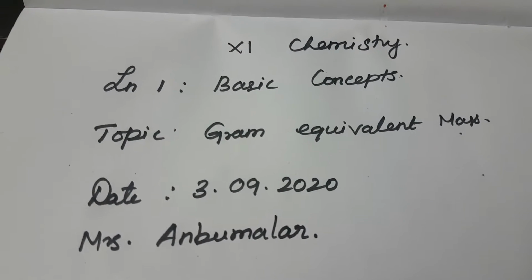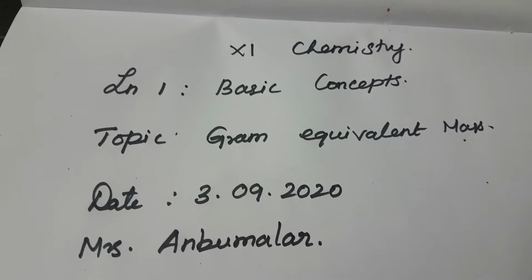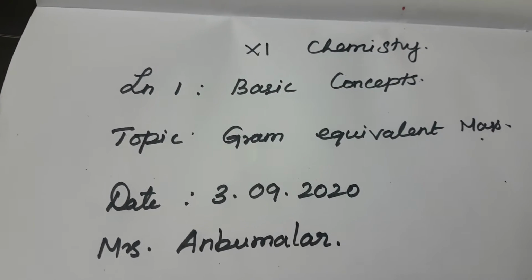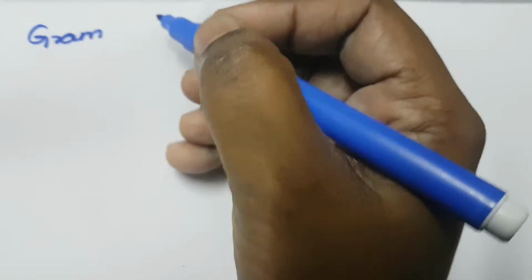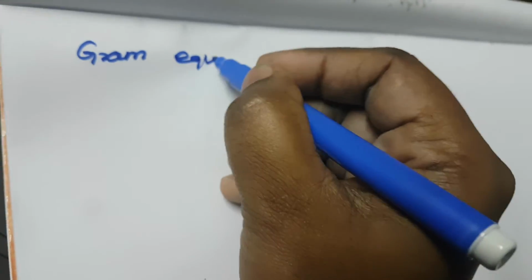The topic name is gram equivalent mass. In the previous lesson we completed molar mass, relative atomic mass and gram molecular volume, and how to calculate the number of atoms or number of moles. That is what we studied in the previous lesson. Today we are going to see what is meant by gram equivalent mass. First we are going to see the definition of gram equivalent mass.